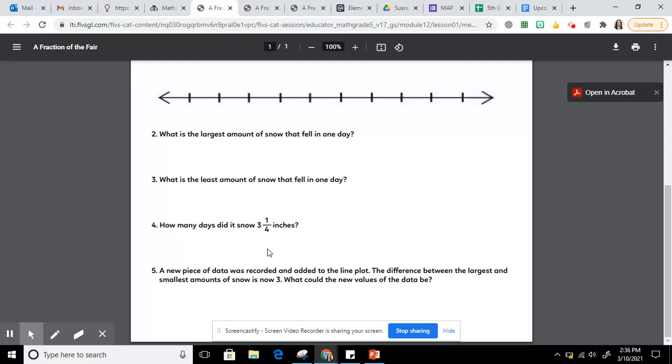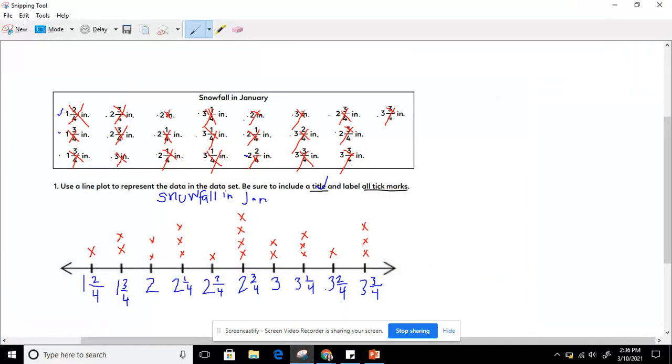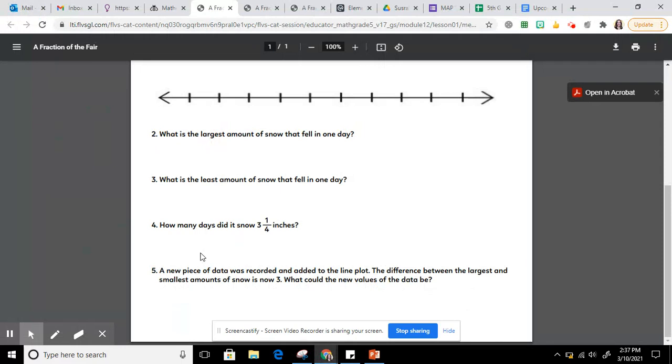And then number 4, how many days did it snow 3 1/4 inches? So for that one, you're going to look at your 3 1/4 inches and you're going to see how many X's. The X's represent the days. So there are 1, 2, 3 X's with 3 1/4. So that must mean that there are 3 days where it snowed 3 1/4 inches.